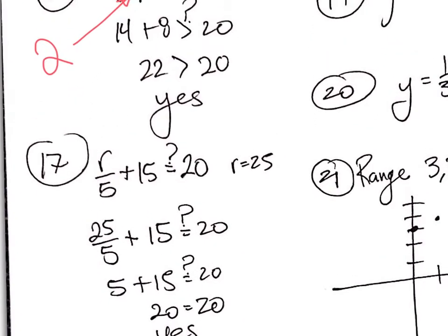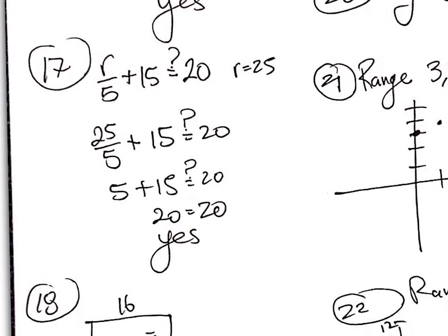If this were less than 20, we would say no, it's not true. 17 is very similar. We are given a value of 25, and we're going to substitute in for r. So we have 25 over 5 plus 15 question mark equals 20. 25 over 5 is 5 plus 15, and so 5 plus 15 equals 20, 20 equals 20, so we say yes.